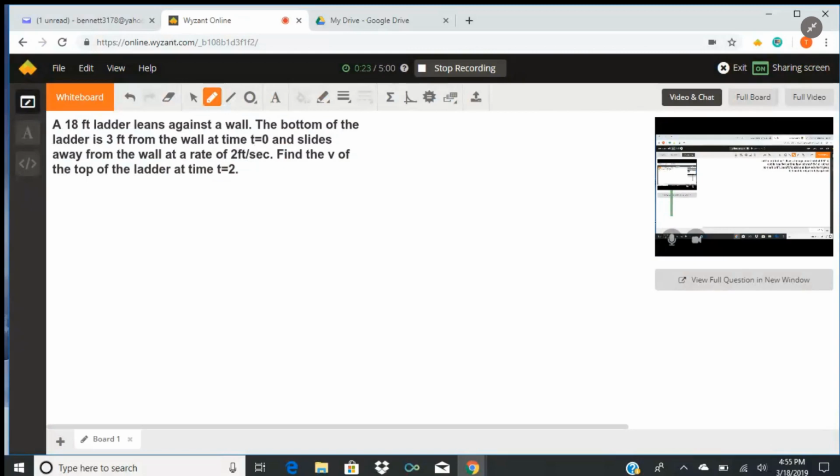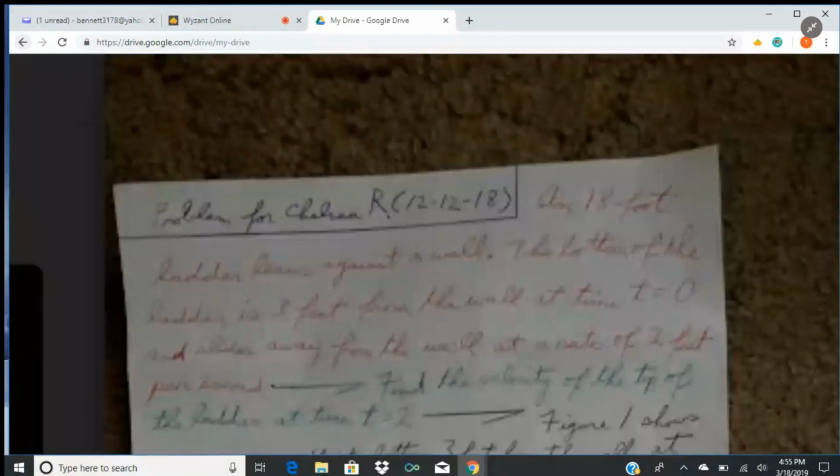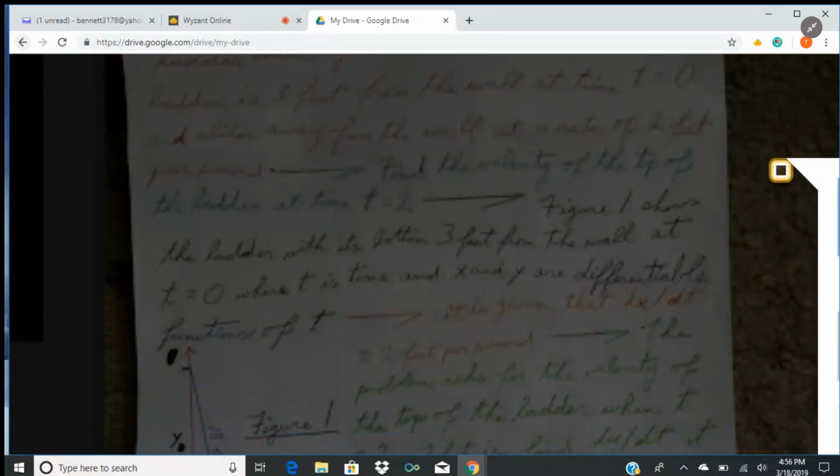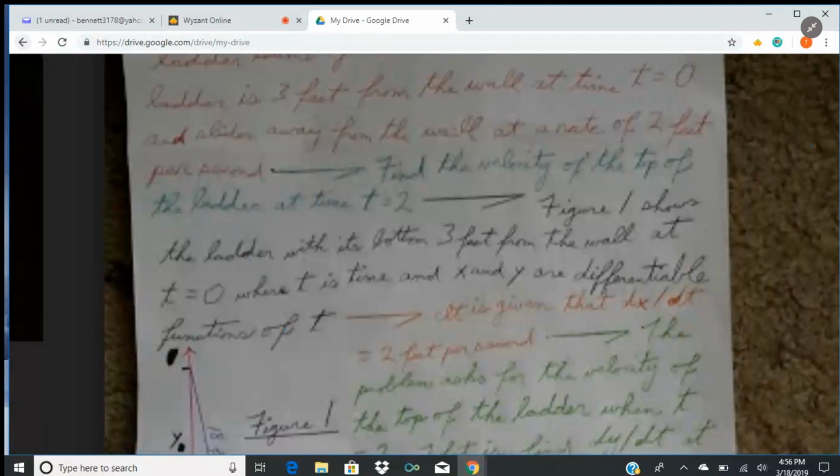Okay, I've got a presentation written out, and I'll go ahead and share that with you. And right here we have it. It's kind of blurry, but problem for Chelsea R, 12/12/18, an 18-foot ladder leans against a wall. The bottom of the ladder is 3 feet from the wall at time t equals 0 and slides away from the wall at a rate of 2 feet per second. Let me roll this up. Okay, and it says, find the velocity of the top of the ladder at time t equals 2.